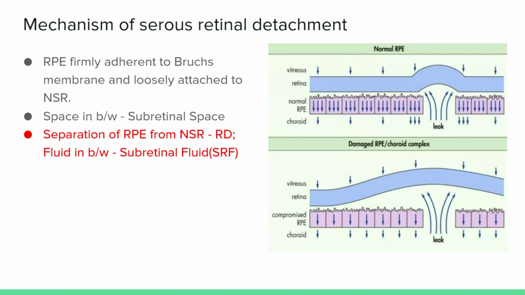Now the mechanism of serous retinal detachment. The RPE is firmly adherent to Bruch's membrane and loosely attached to the neurosensory retina. The space between is called the subretinal space. Separation of the RPE from the neurosensory retina is called retinal detachment, and the fluid in between is called subretinal fluid. With a normally functioning RPE, if there is a focal point of leakage, the cells can work and force the leak out. If the RPE is compromised, then the leak can expand because the RPE cells are not functioning.